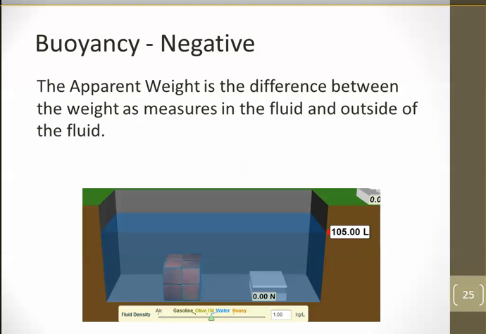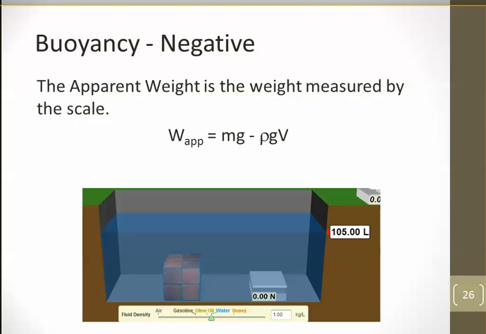The apparent weight is the difference between the weight as it is measured in the fluid and outside of the fluid. For instance, you can see off to one side there's a scale out of the fluid and a scale in the fluid. The apparent weight then in the fluid is going to be mass times gravity, which is just your regular expression for the weight, minus the buoyant force, which is density times the acceleration due to gravity times the volume.